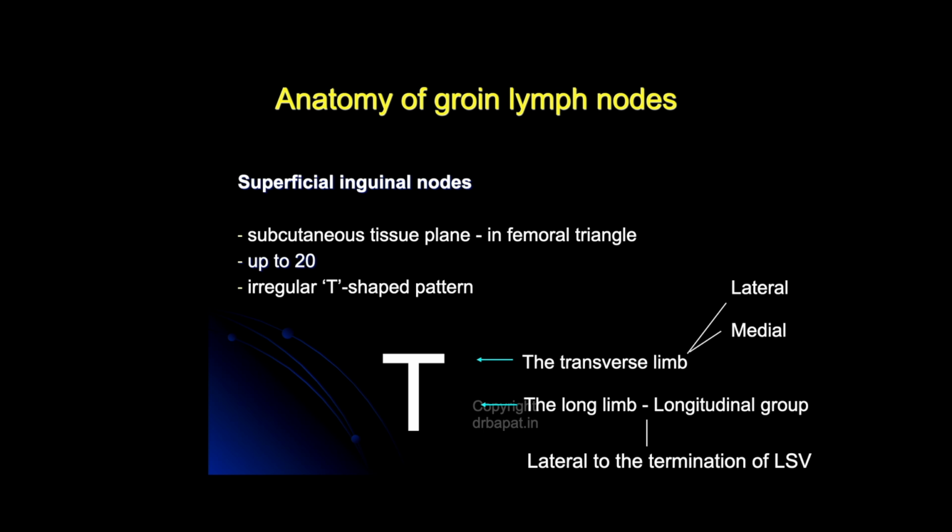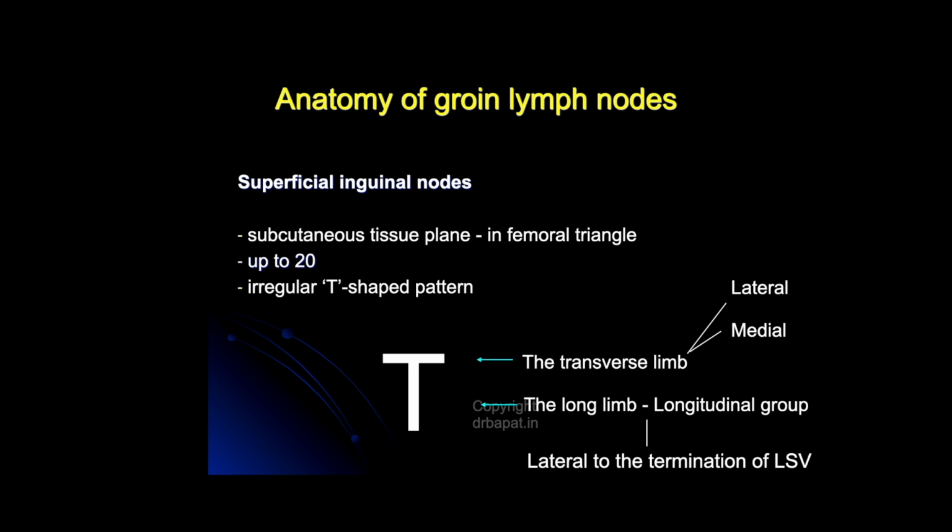The lateral group receives lymph from buttock, flank and back below the level of the umbilicus. The medial group receives lymph from anterior abdominal wall below the level of the umbilicus and also from the perineum. Perineum includes the lower part of the anal canal, urethra and external genitalia of both sexes.